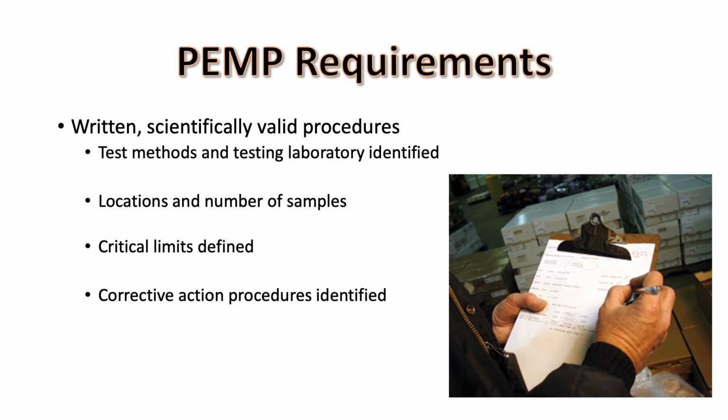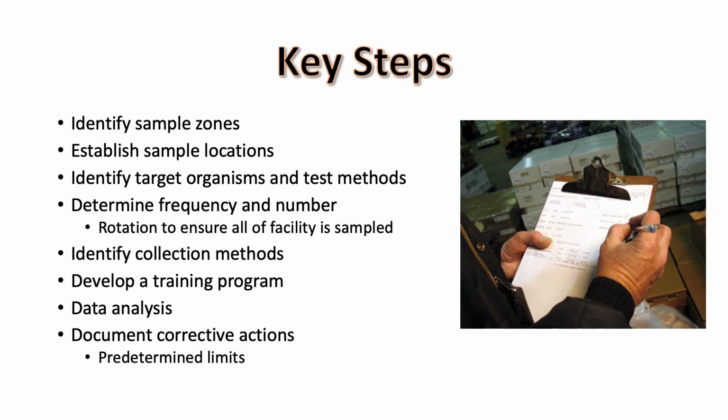The goal of a pathogen environmental monitoring program is to identify and reduce or eliminate pathogen niches in your facility. If your program is working, you should expect to occasionally find pathogens, and it is important to be prepared when you do. The key steps in preparing your pathogen environmental monitoring program include the following. Identify sample zones, establish specific sample locations within each of the zones, and identify the target organisms and test methods for each of the sample locations.